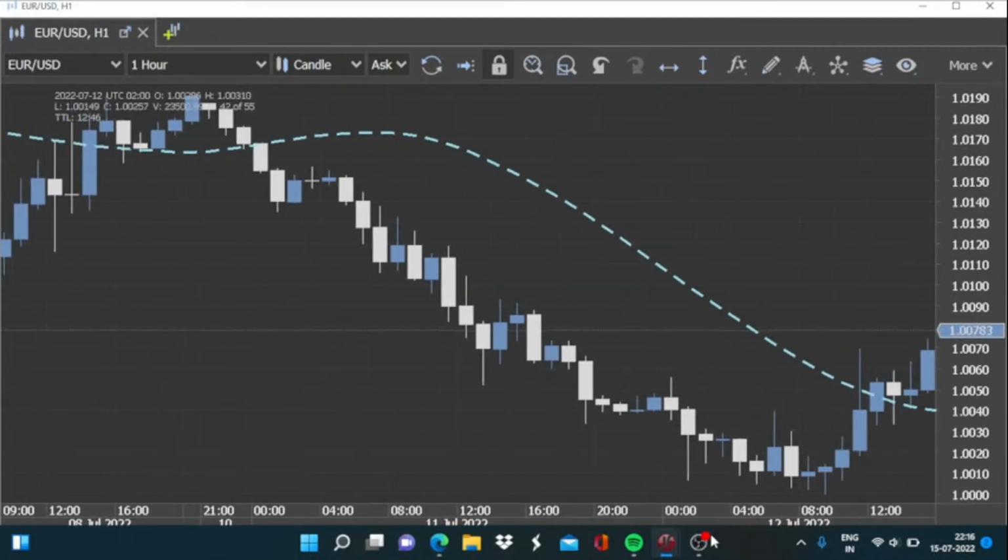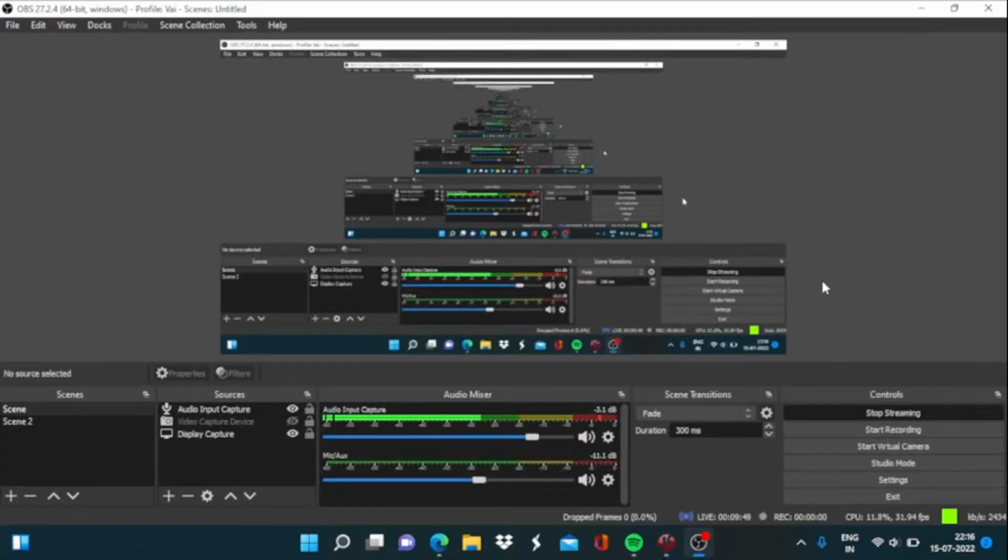All right, let me see what's wrong with the OBS connection. Yeah, it is working all fine.